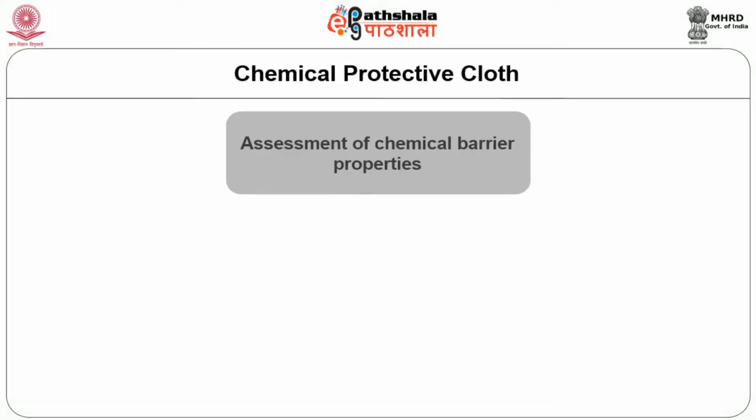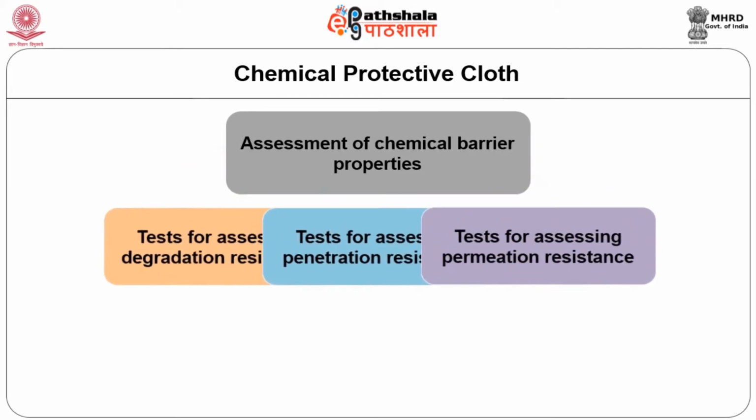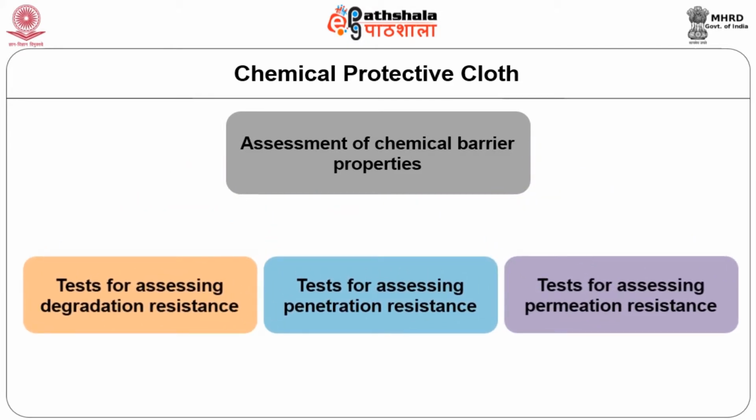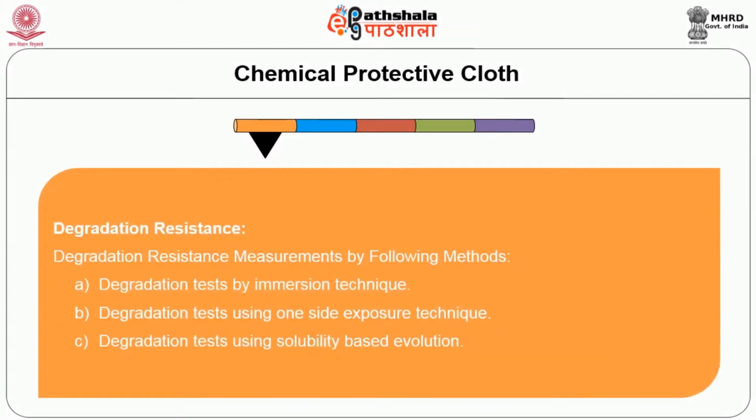Next comes the chemical protective cloth. Assessment of various types of tests for chemical barrier is classified into three. Number 1, test for assessing degradation resistance. Number 2, test for assessing penetration resistance. Number 3, test for assessing permeation resistance. Degradation resistance is a test again classified into different types, namely immersion technique, one-side exposure technique, and finally solubility based evaluation.